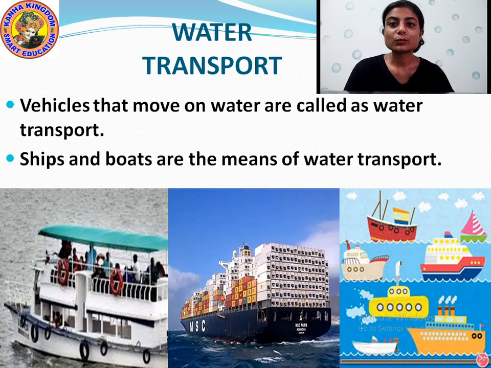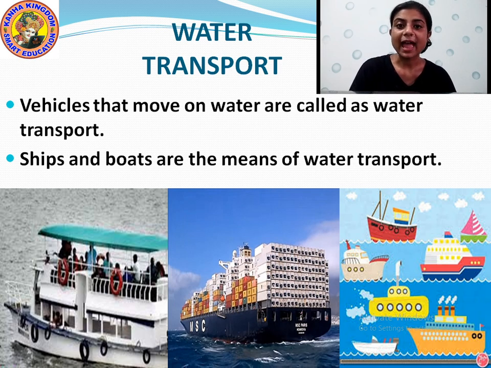And now students, what is water transport? Vehicles that move on water are called water transport. These water transport are also fast means of transport. These are also considered fast vehicles because they help to reach our destination within a very short period of time. Some examples of water transport are ships and boats. Ships and boats are the means of water transport.